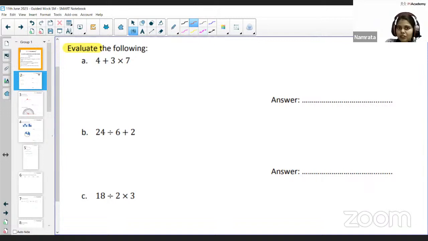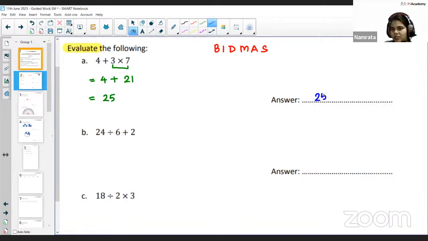According to BODMAS, the precedence that we follow is brackets, indices, division, multiplication, addition, and subtraction. So here, based on the first question we'll be taking up multiplication first. That will make it 4 plus 3 times 7 is 21. Then we have addition, that is 4 plus 21 is 25. So this will give you the answer to be 25. Very good to all of you.